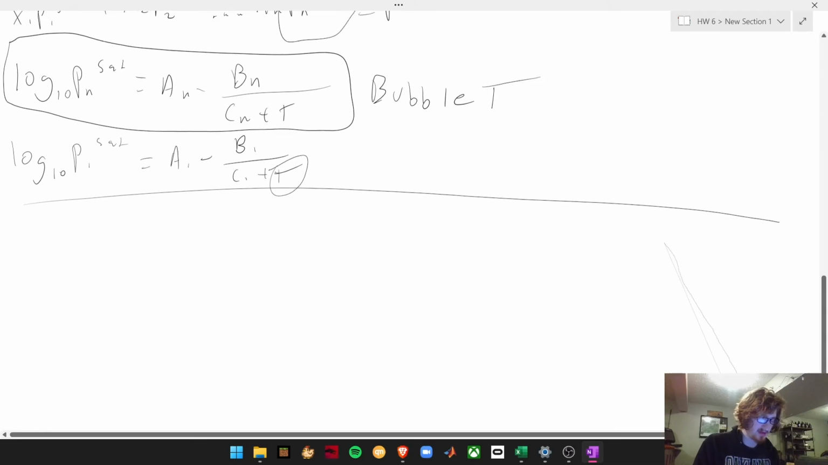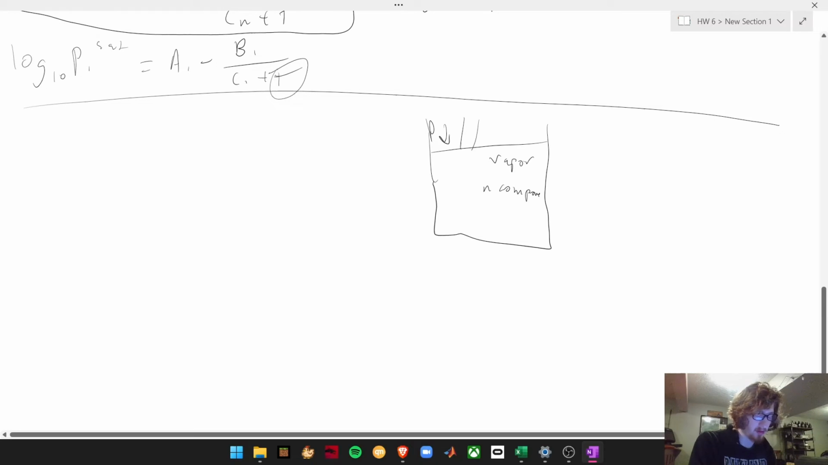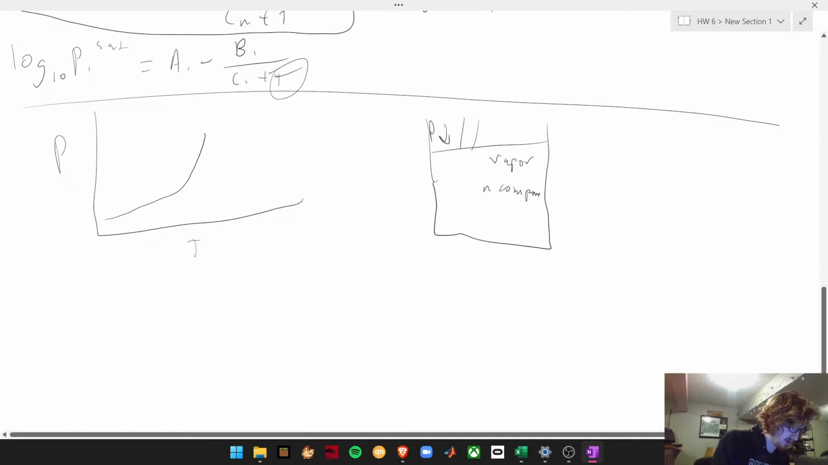So in this case, we're going to have a similar scenario, but instead of having all liquid, we're going to have all vapor with n components. And we're going to be applying pressure. And we'll start off not knowing the temperature. Well, hold on. If we have a PT curve here, pressure and temperature, it'll look something like this. This is vapor, liquid, and then solid.